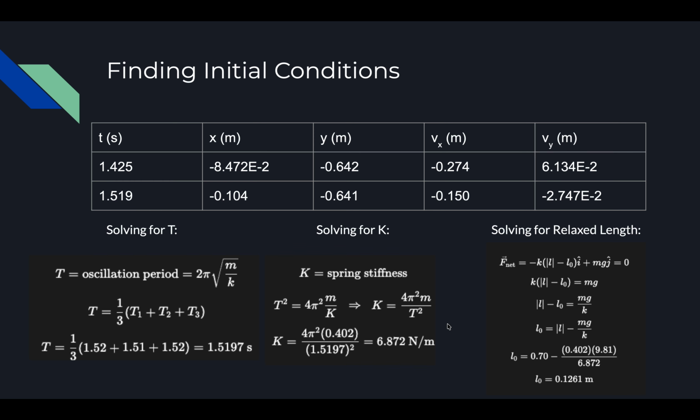And then we want to solve for the relaxed length. If you use this big equation here, you can slowly derive and get just to L naught. So our L naught is 0.1261 meters.